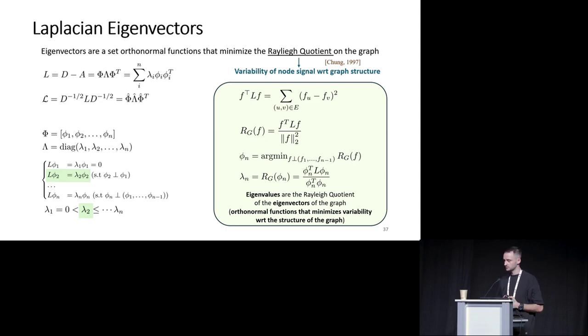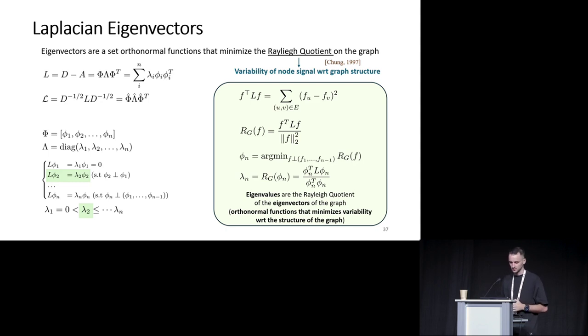And how does it work? First, the first eigenvector and the first eigenvalue. The first eigenvector is a constant vector because you minimize the variability: every node has the same value. Then the variability is 0, so the first eigenvalue is 0. The next eigenvectors and eigenvalues are orthogonal to the previous ones. So the second eigenvector will be the solution to this problem, but orthogonal to the first eigenvector, and the eigenvalue is like the energy of this signal. So we can see them as a set of orthonormal functions that minimize the variability.